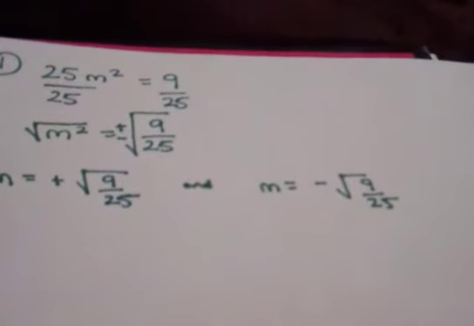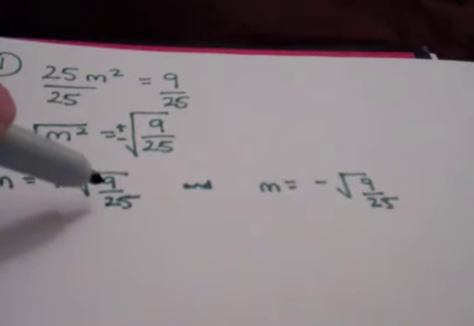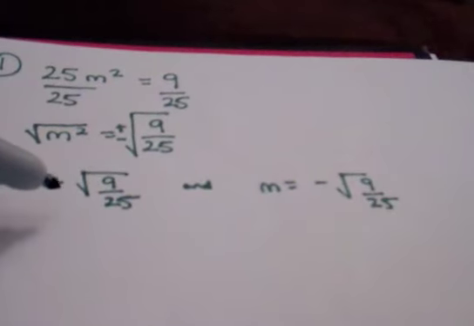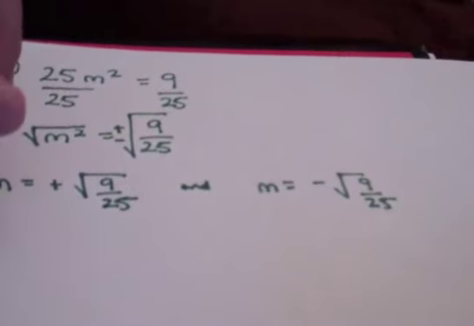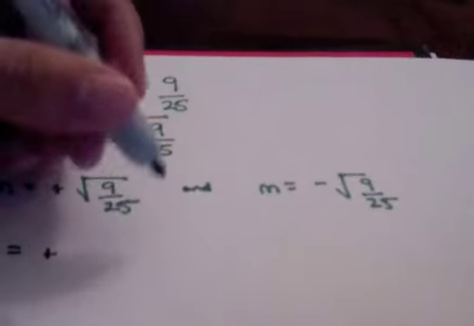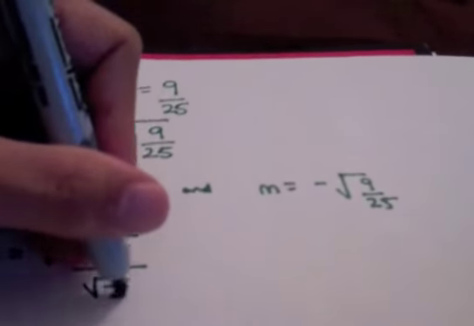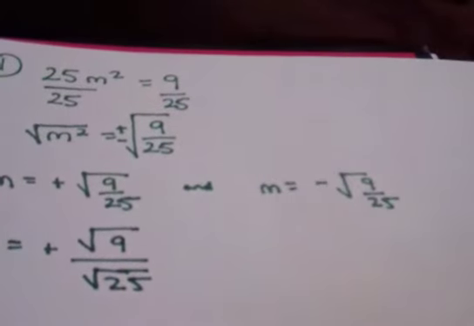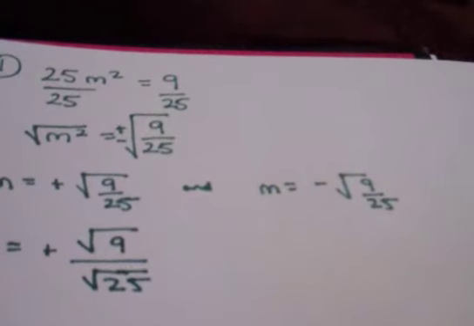So our next step is going to be to work this out without a calculator. 9 over 25 isn't a number that I know the square root of, but because of the distributive property, we can rewrite this as m equals the positive value of the square root of 9 over the square root of 25. All we did was distribute the square root to both terms, and we haven't changed the problem.